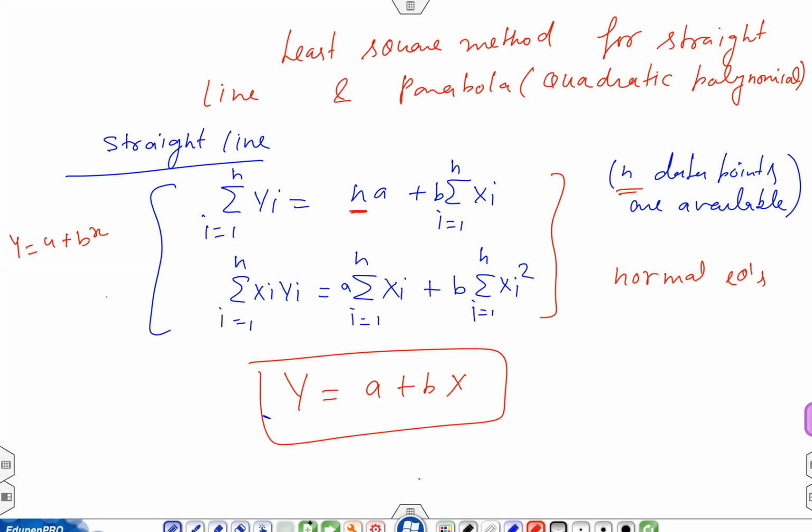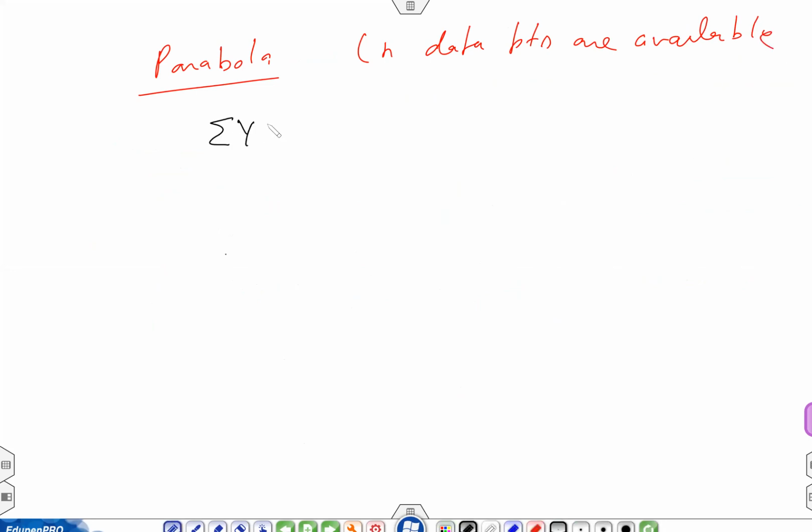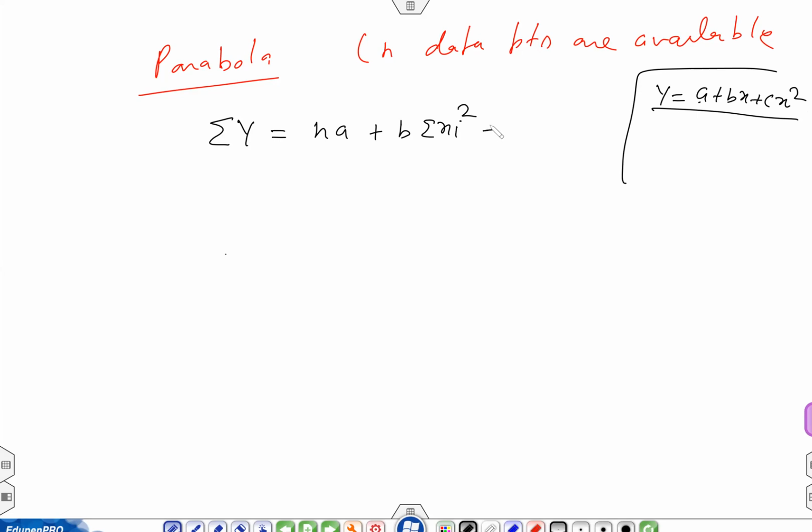Now, the second thing is the parabola that we discussed at the end of the last class. So for the parabola, n data points are available. Remember these equations: the equation of the parabola, or quadratic equation, is a plus bx plus cx square. So you can write summation of yi equal to na plus b summation of xi plus c summation of xi square. Just remember, i is varying from 1 to n.